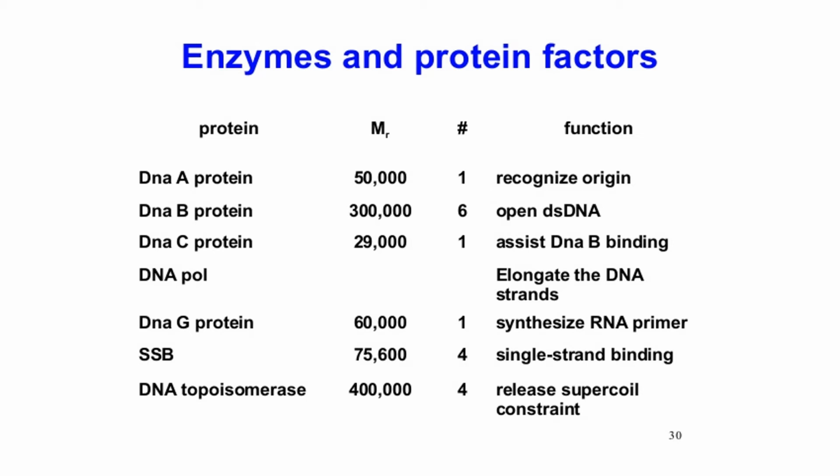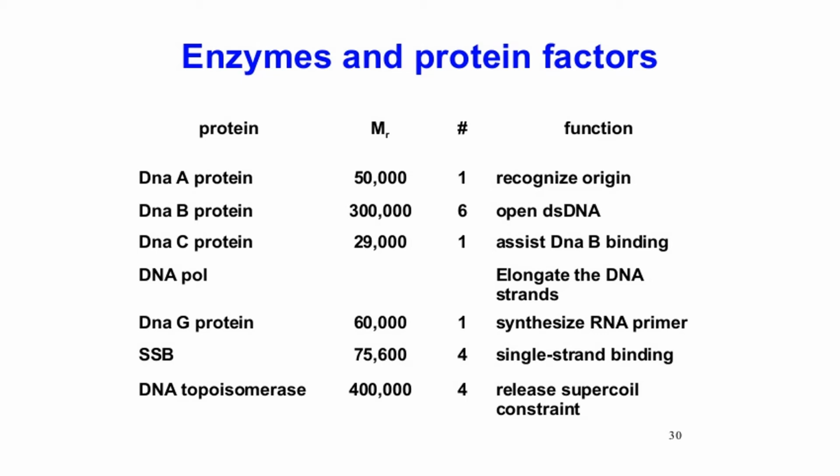For example, number one is DnaA protein. Its main function to be remembered is that it recognizes the origin of replication. Then DnaB protein opens the DNA double strand. Then comes the DnaC protein. It assists DnaB binding and helps it to open up the double strand.